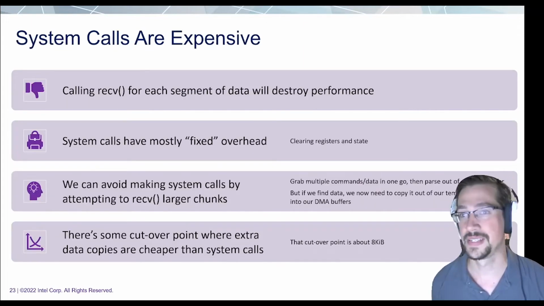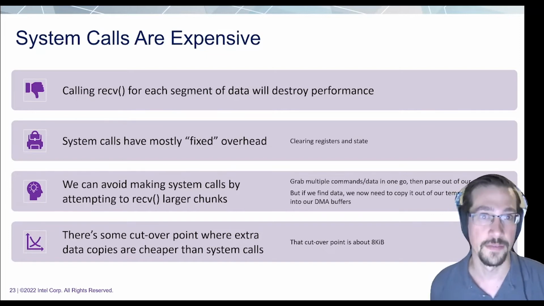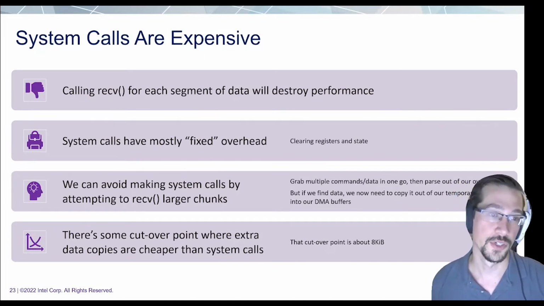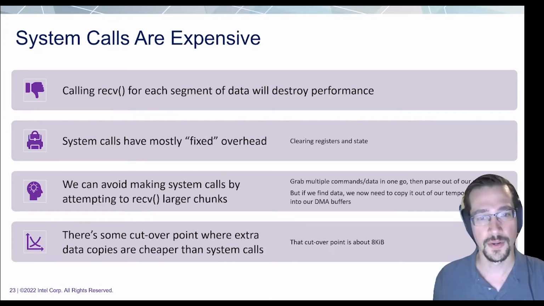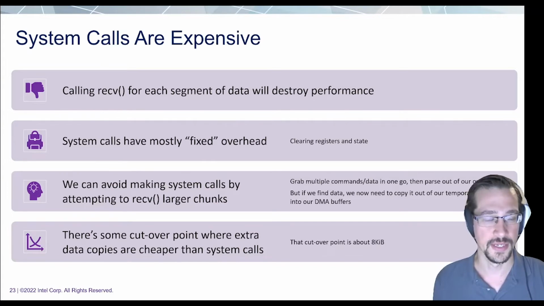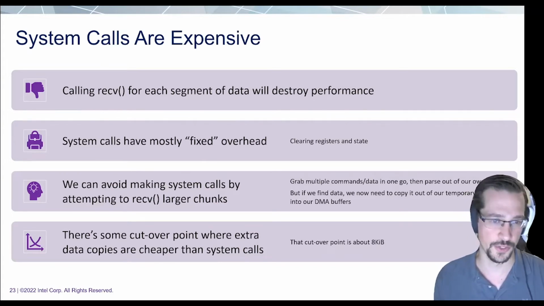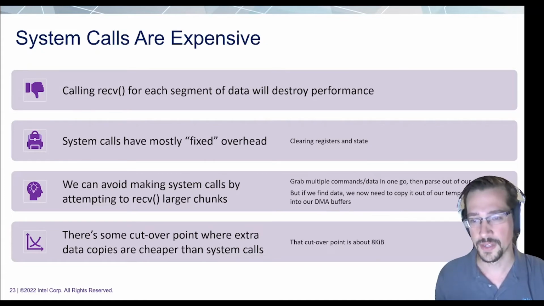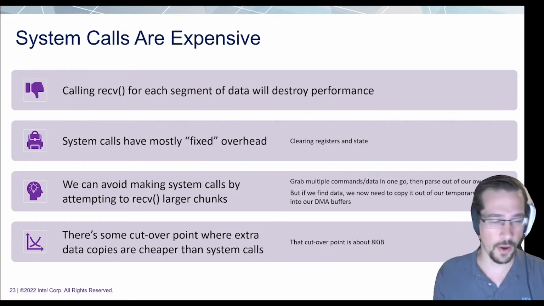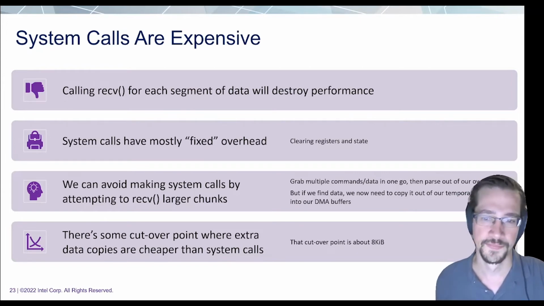So system calls, as I've said earlier in the talk, are very, very expensive, and you should generally avoid them. System calls also have mostly fixed overhead. It's in the clearing of the state and switching the security context. So they can't really be made faster. It's a hardware change to make them faster. They have actually trended faster over the most recent couple of generations, but they're always going to have fixed overhead.